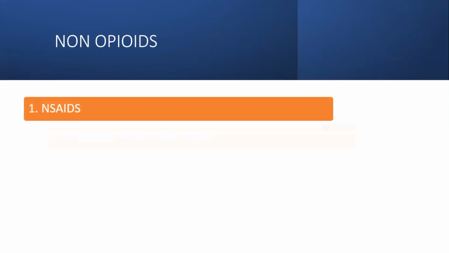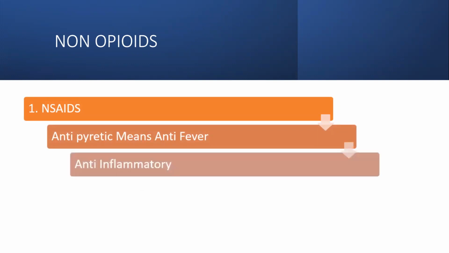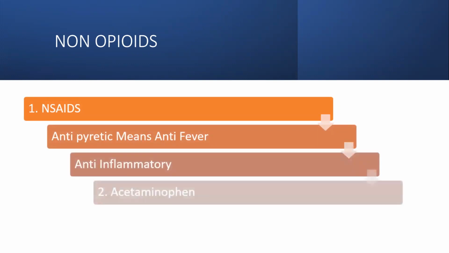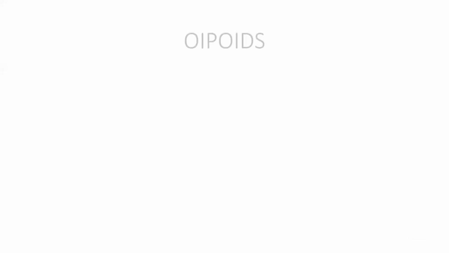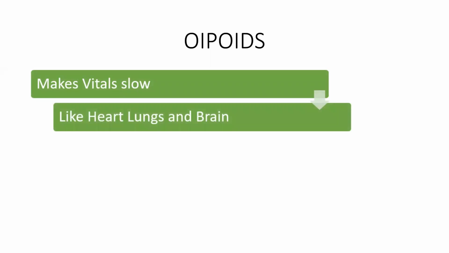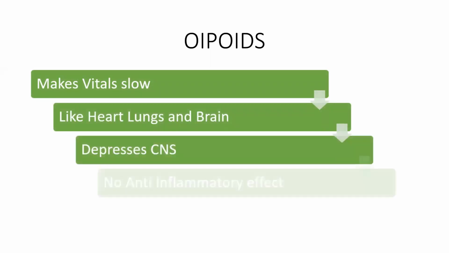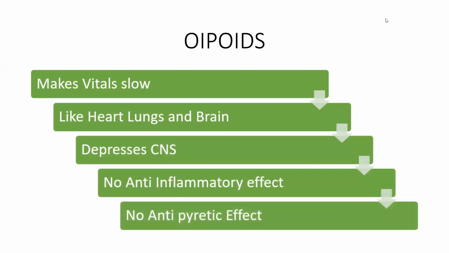Non-opioids include NSAIDs. They are antipyretics, meaning they are anti-fever. They're also anti-inflammatory. Acetaminophen is also a non-opioid. It is only antipyretic, but it is not anti-inflammatory. Opioids make the vitals slow, like heart, lungs, and brain. They depress the CNS. They have no anti-inflammatory effect, and no antipyretic effect either.